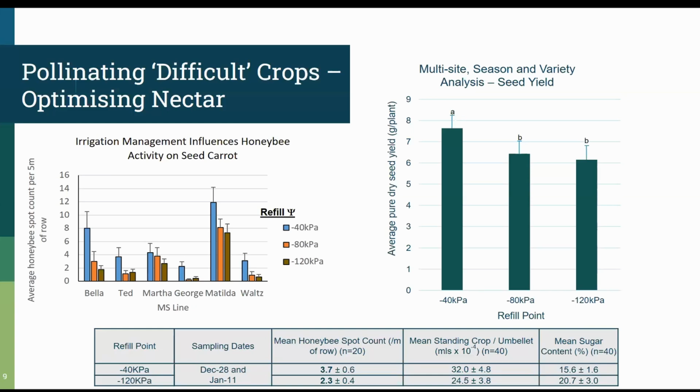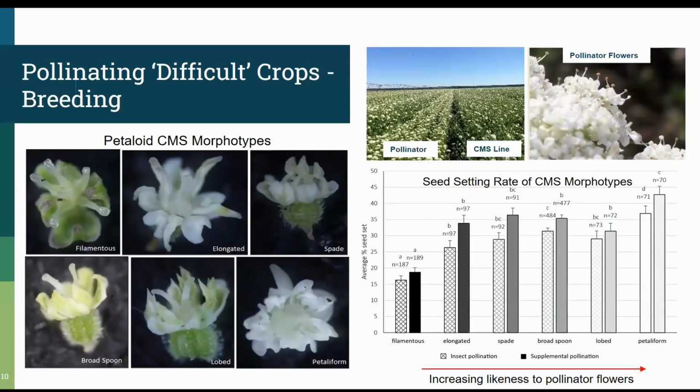If you have a look in the table below, you can see that the honeybee activity on the plots that were watered at the lower refill point is much better, and also the nectar production is much better. And we have a lot of data demonstrating that relationship between nectar production and foraging activity. So there are things that we can do to manage the system to improve the odds of our crops being pollinated. From a breeding perspective, we're doing a lot of work on developing male sterile lines that are more attractive.